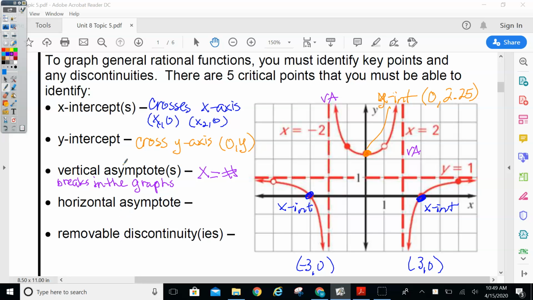There might be multiple ones. So in this case, there's plus and minus 2. If you have 2 vertical, you could have 3, you could have 4. Like I said, there's no general rule for these.